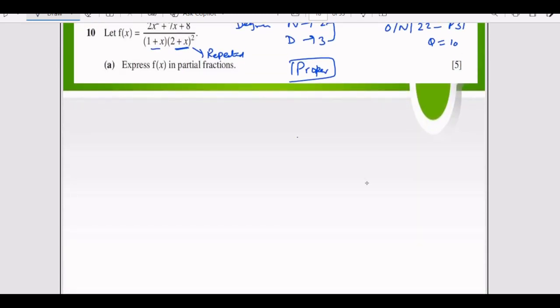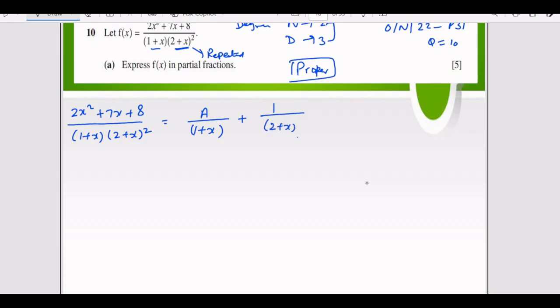So we have here (2x² + 7x + 8) over (1 + x)(2 + x)². So first we have two factors, so that means A over the first factor and B over the second factor, but we will take it only as power 1. Sorry, this is B here, and then plus C over (2 + x)², which we take as a repeated factor. So this is our equation. Now we will find the values of A, B and C by the same method as we were doing before.